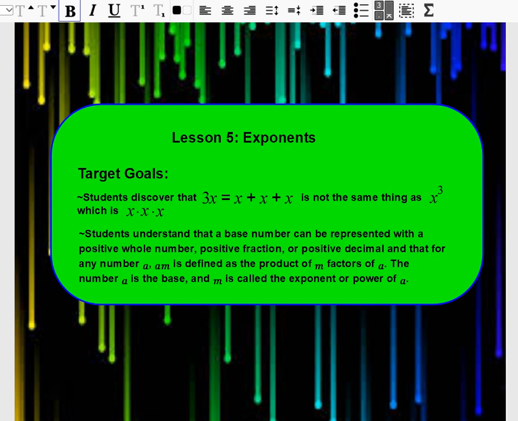It says that our student goals are that you'll be able to discover that 3x is the same thing as x plus x plus x. It is not the same thing as x cubed, which is x times x times x. You'll also understand that a base number can be represented as a positive whole number, a positive fraction, or a positive decimal, and that for any number a, a^m is defined as the product of m factors of a. The number a is the base, and m is called the exponent or the power of a.